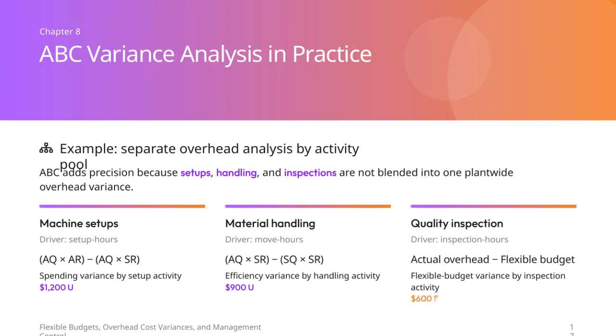Here, we're looking at how activity-based costing, or ABC, improves the accuracy of overhead analysis by separating it into distinct activity pools.